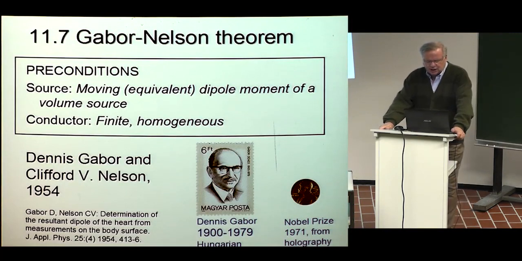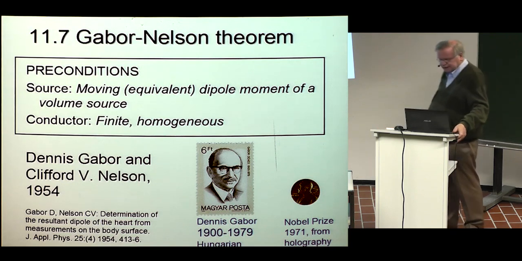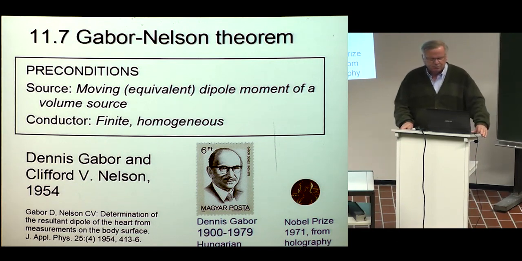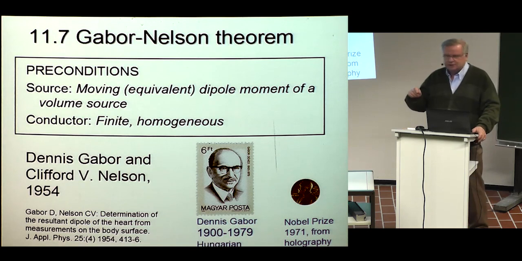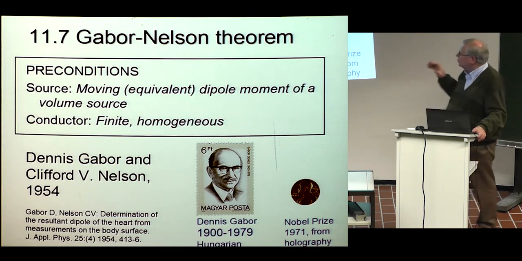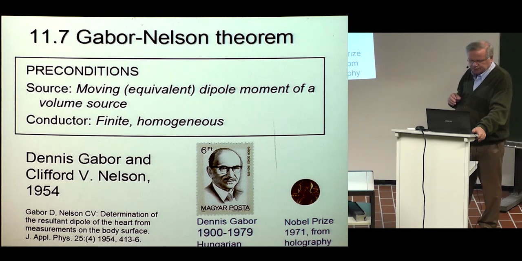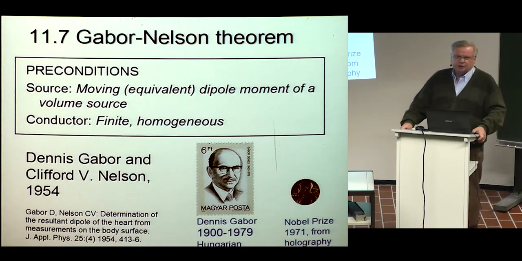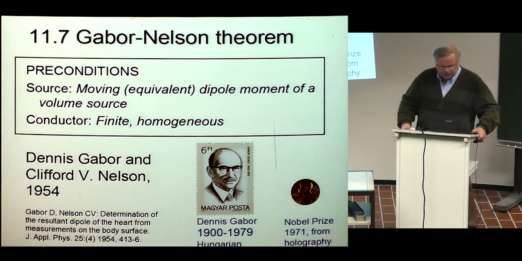The preconditions are: the source is moving, the equivalent dipole moment of a volume source, and the conductor is finite and homogeneous. The word moving doesn't necessarily need the source to move, but it means that with this theorem it is possible to locate the source. So it is a dipole source whose location is possible to find. And it is required that the conductor is finite and homogeneous. It must be finite to have a surface.